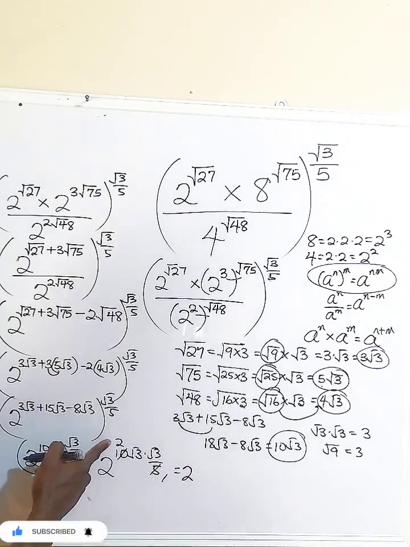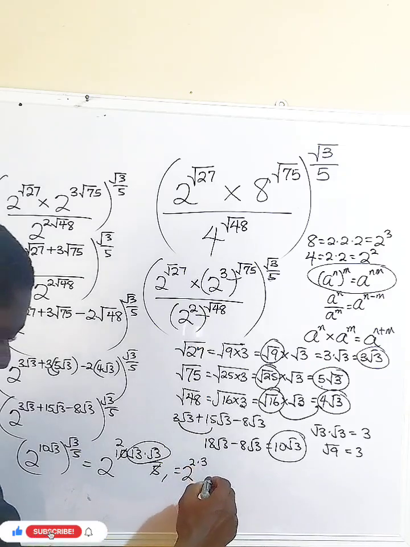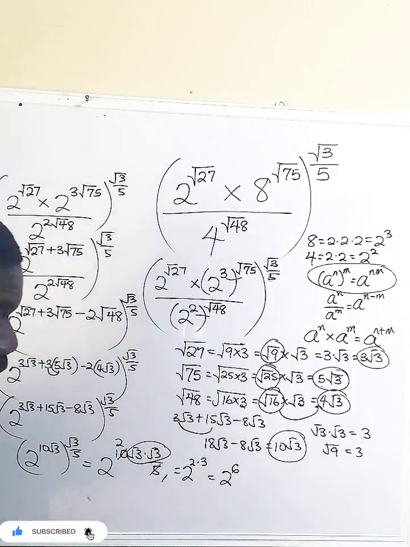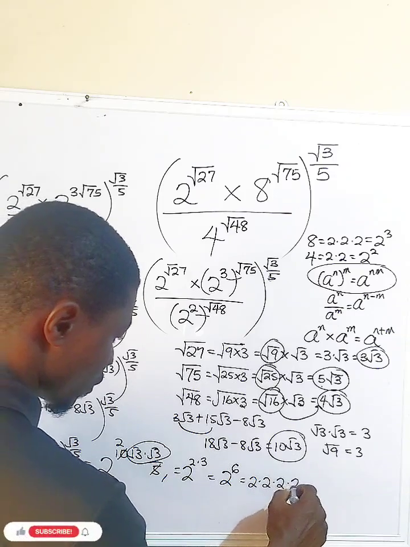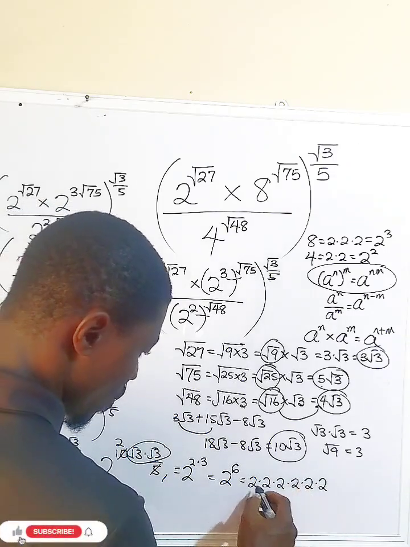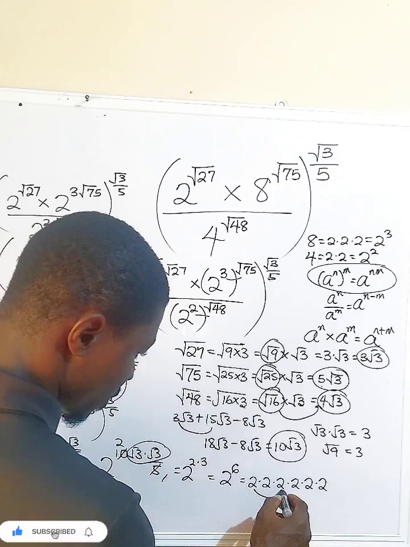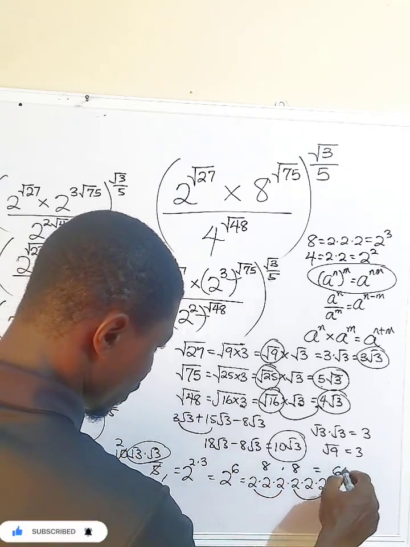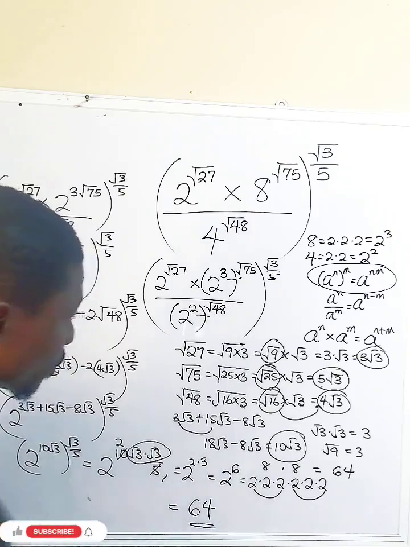So at this point, take note that we have 2 here. That will be 2 times the whole of 3 root 3, which will give us 3 root 3 times root 3, which is 3. So which will give us 2 raised to the power of 6. And 2 raised to the power of 6 should be 64. That will be 2 times 2 times 2 times 2 times 2 times 2, 1, 2, 3, 4, 5, 6. So this is 8 and 8. That will be 8 times 8, which will give us 64. So the whole answer here, I will simplify to 64.